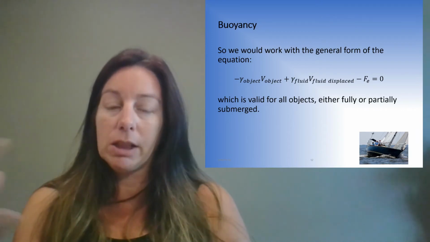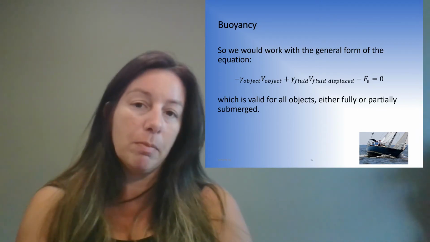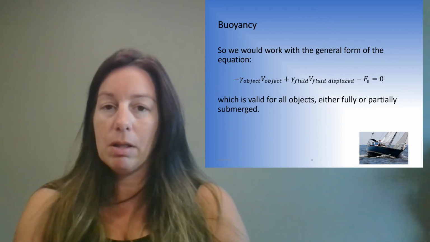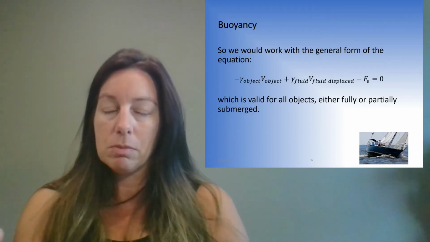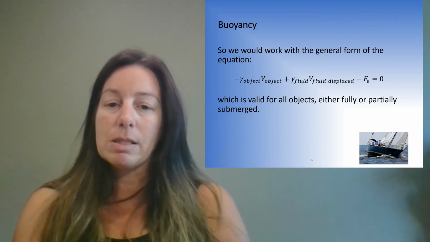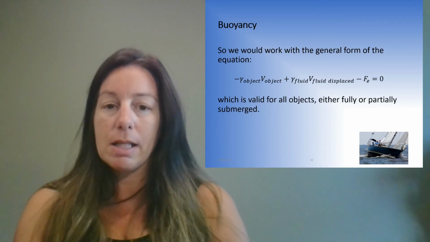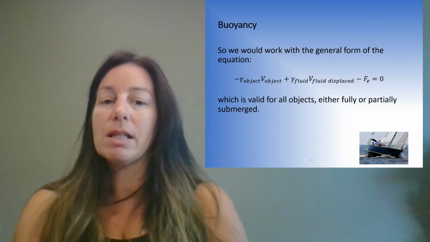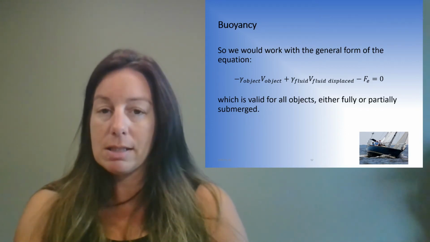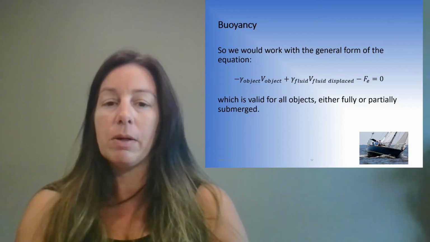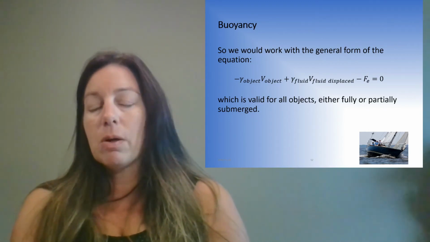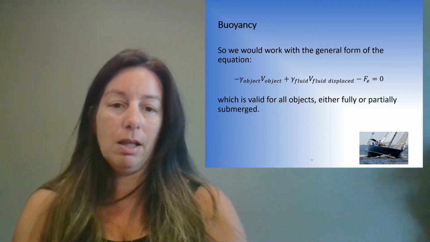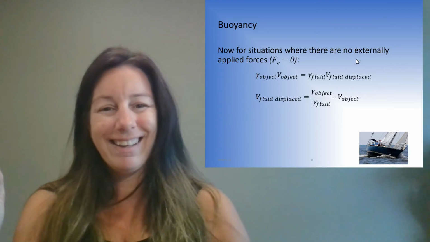So you can work on a general equation that'll work for if it's submerged, if it's floating, all this stuff. You've got minus, because remember the weight of the object is wanting to drag it down. So the specific weight of the object times its volume plus the specific weight of the fluid times the volume that's been displaced minus this external force is going to be equal to zero. So this is valid for all cases, partially submerged, fully submerged, okay? The boat hasn't sunk yet, okay?